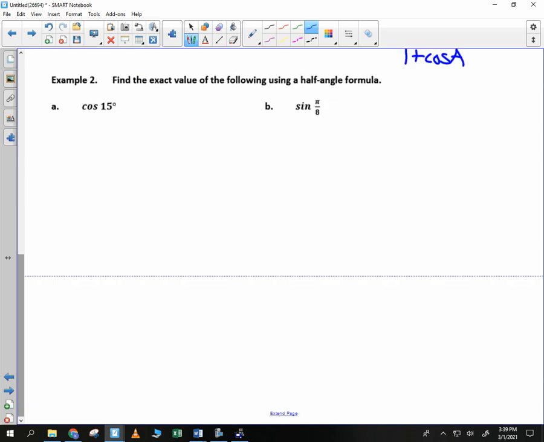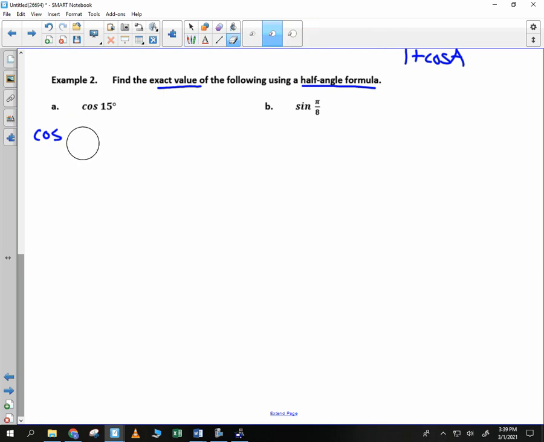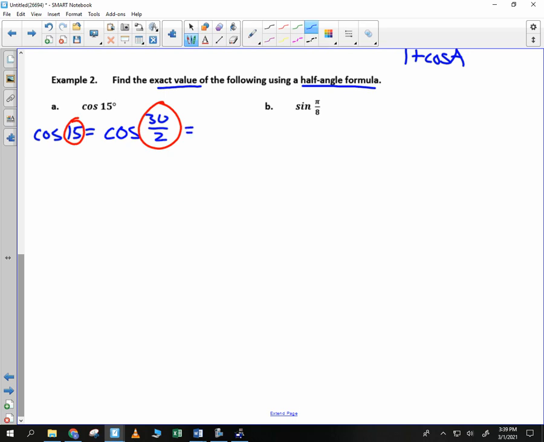So cosine of 15 degrees. Find the exact value using a half angle formula. So the cosine of 15, 15 is half of something that we know. So I'm going to rewrite that as cosine of 30 over 2. Notice that 30 is the angle I'm dividing in half. I like to use that because it fits in the formula. You see, the formula is cosine of an angle divided by 2 is equal to plus or minus the root of 1 plus the cosine of the angle all over 2.